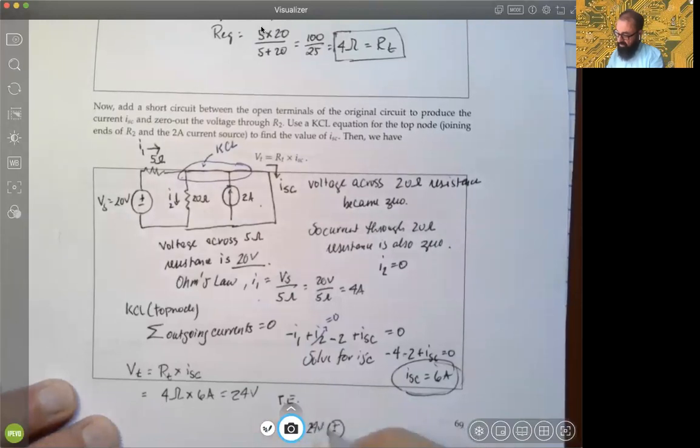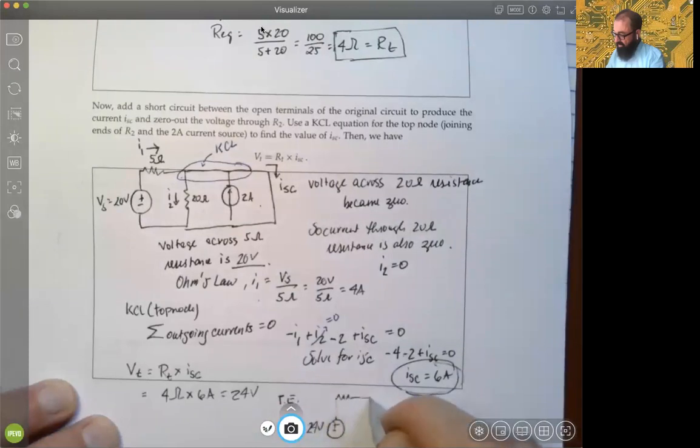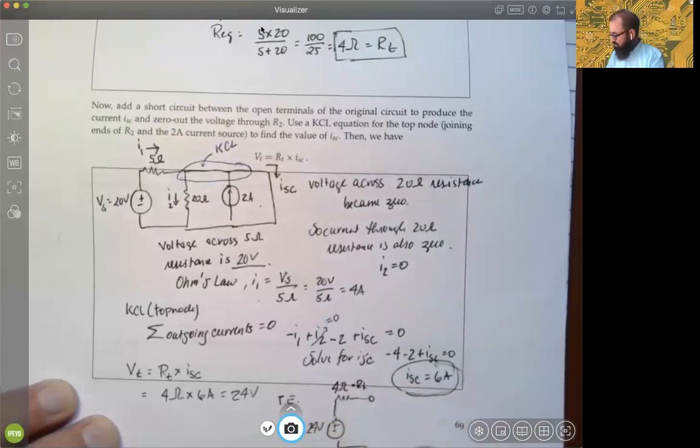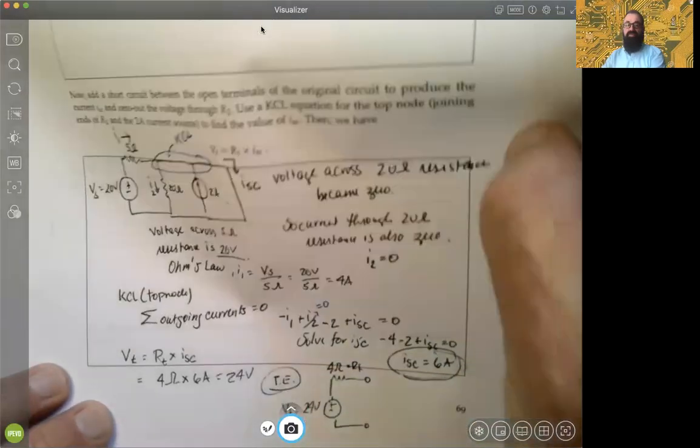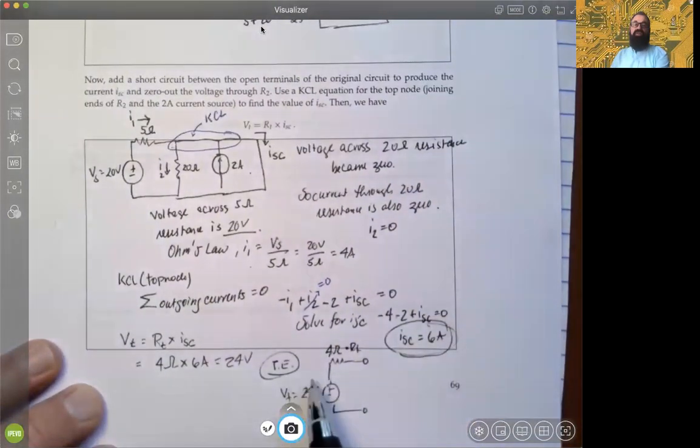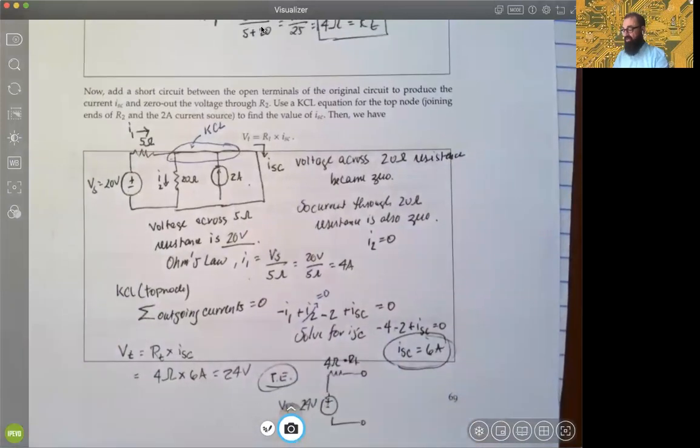So the Thévenin equivalent that we would draw for that original circuit is simply a 24 volt source, that's V sub T, connected to a 4 ohm resistance, and we'll call that R sub T. Again, that's our Thévenin equivalent. Make sure that the resistance is in series here and it's connected to the positive polarity of the voltage source, all right?